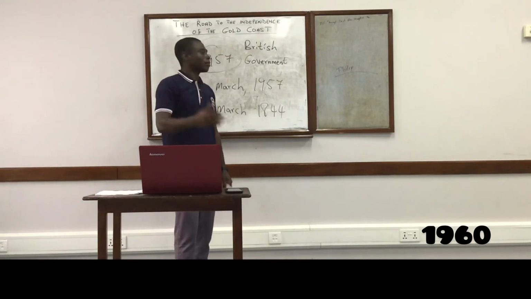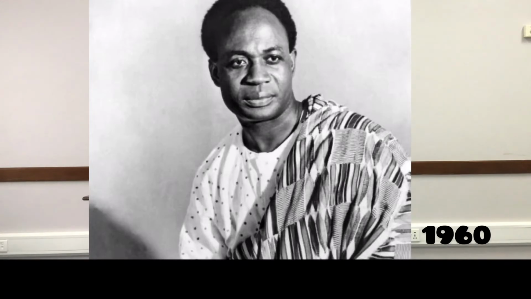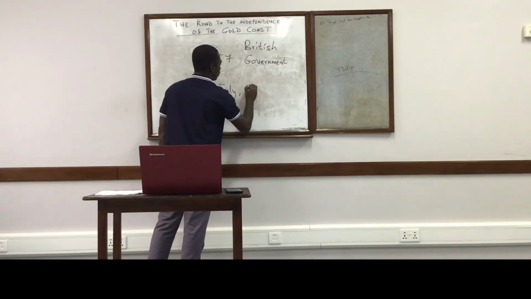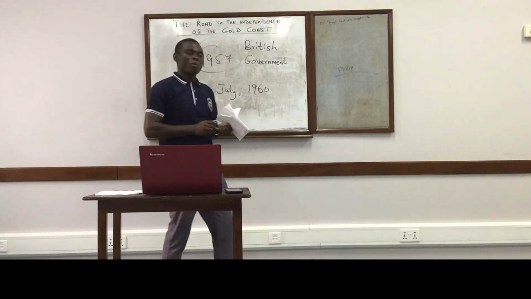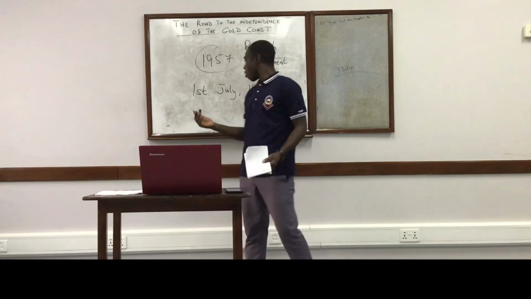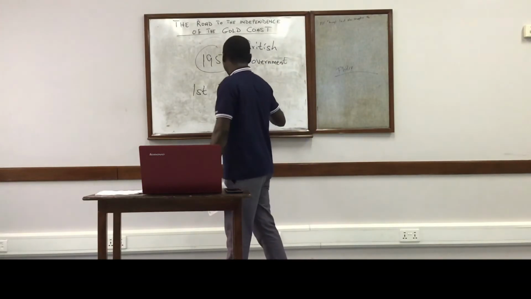And what happened again is we move on to 1960. In 1960, Ghana became a republic, on 1st July 1960. The Gold Coast is now a republic. When I was young, I didn't know these things, so I was wondering how 6 March is an independence day, and 1st July is also a republic day.